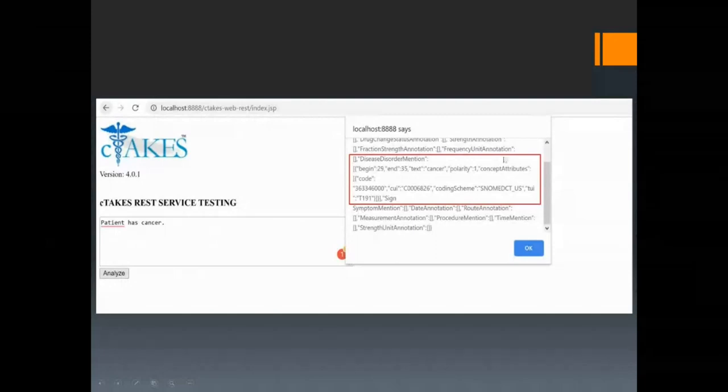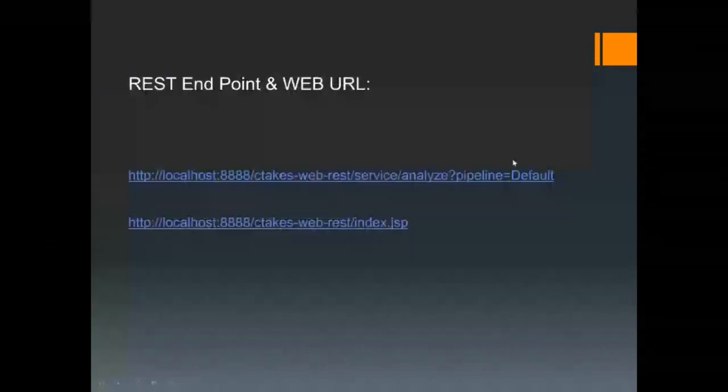And then here you can see the output that is returned from the cTAKES engine. In this case, the output is in JSON format. It has returned a disease disorder mention as cancer, with the respective CUI terms and the coding scheme, which is nothing but SNOMED CT underscore US. By doing so, we can ensure that the web module is running. Once this is running, you can expose this REST endpoint, whatever I'm highlighting in this slide. With this REST endpoint, you can make any application built in any language talk to the cTAKES engine, get the text analyzed, and get the response written back.